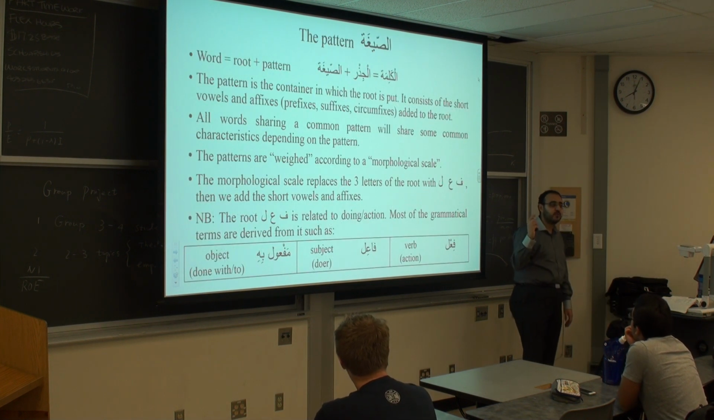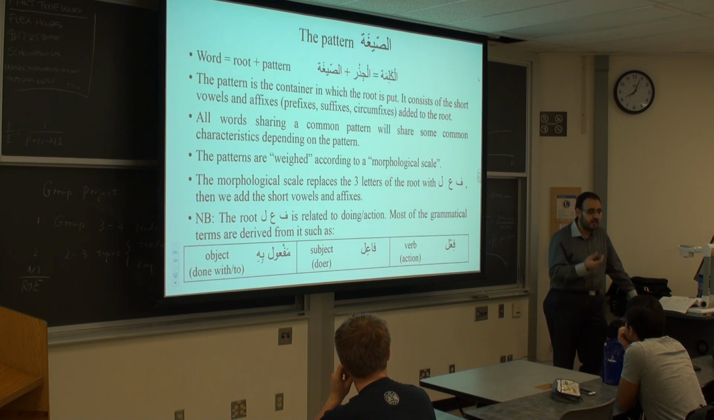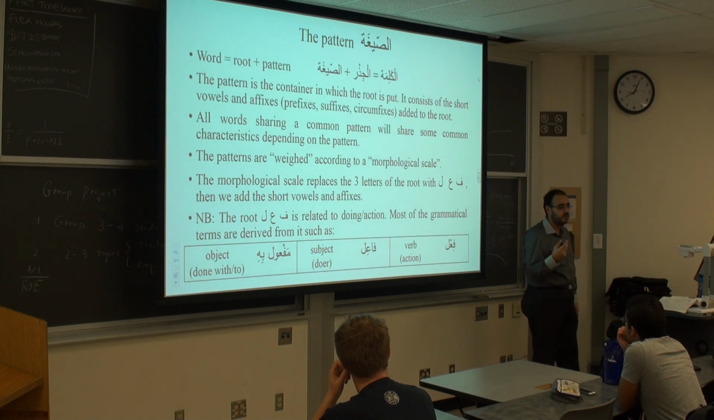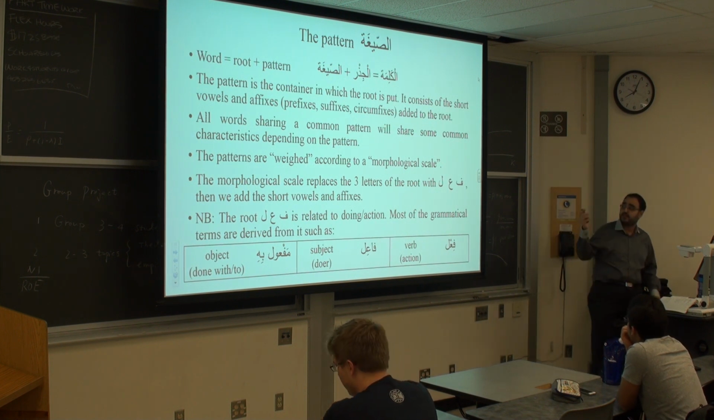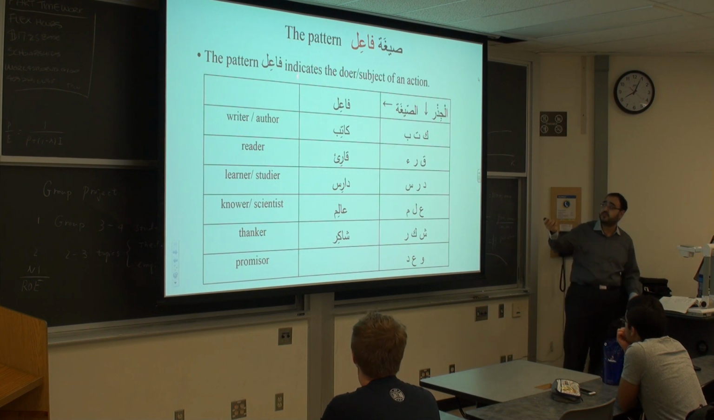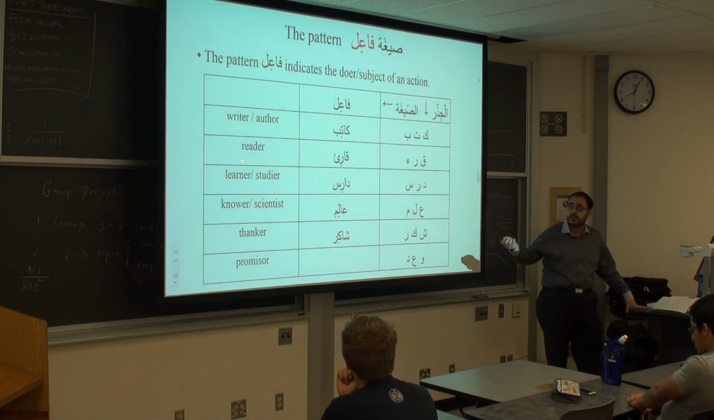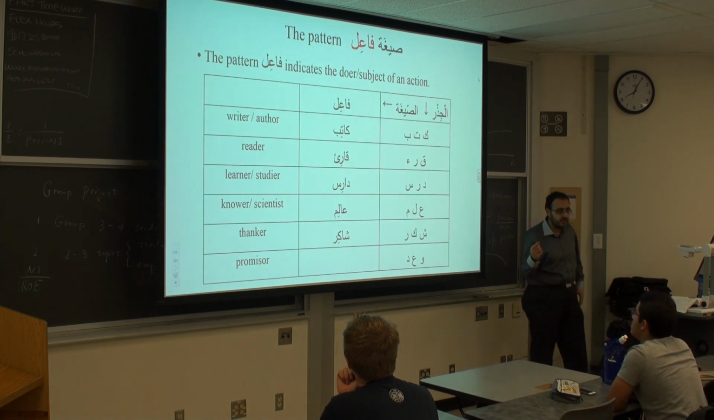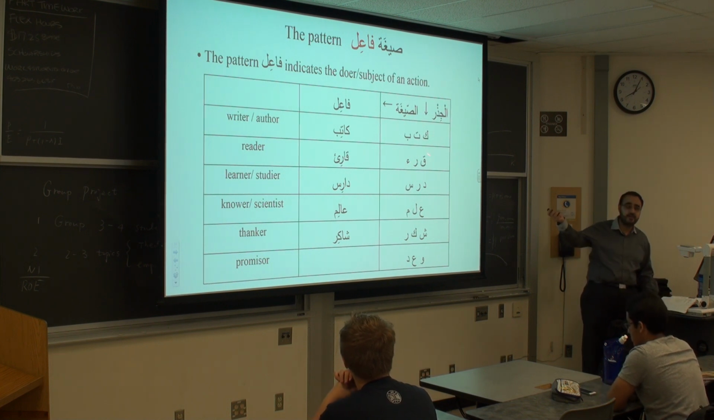What if words are sharing a common pattern? Let's say all words sharing the pattern فاعل. What will they share in common? Yeah, all will be the doer of the action. What action? This will be determined by the root. So if we have the pattern فاعل, all will be the doer of the action. Any word following the pattern فاعل will be the doer of the action, the writer, reader, learner, etc. But what action in specific will be determined by the root.